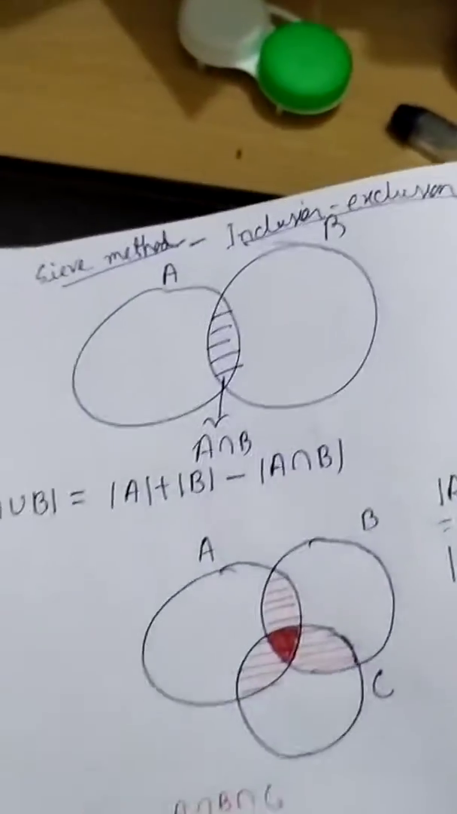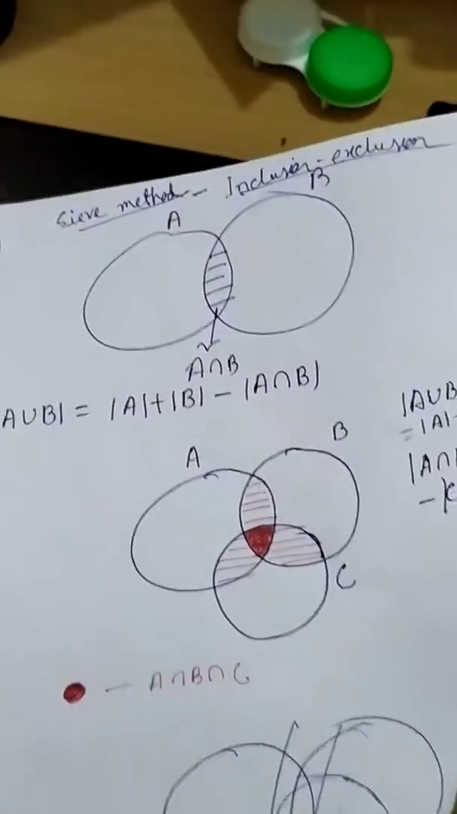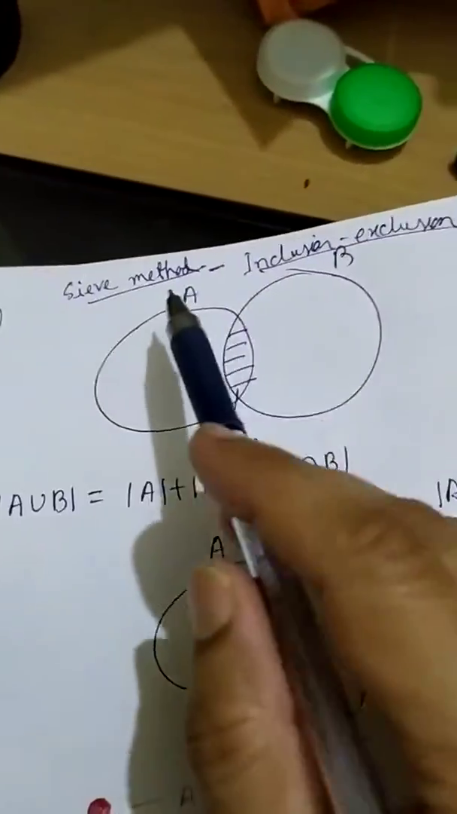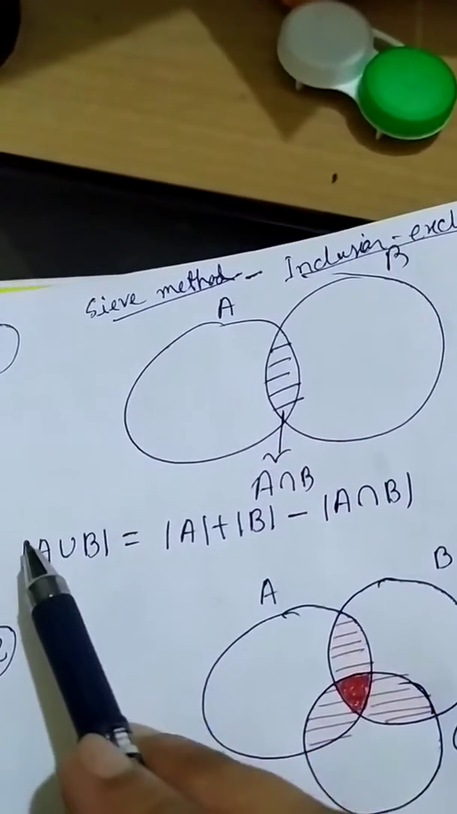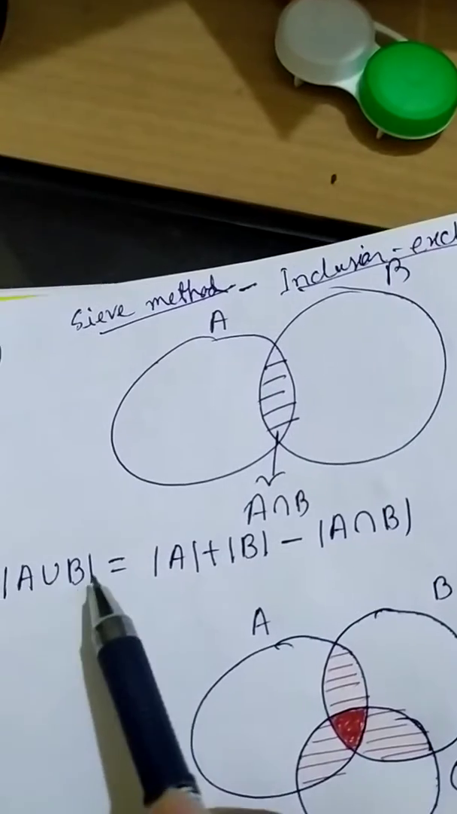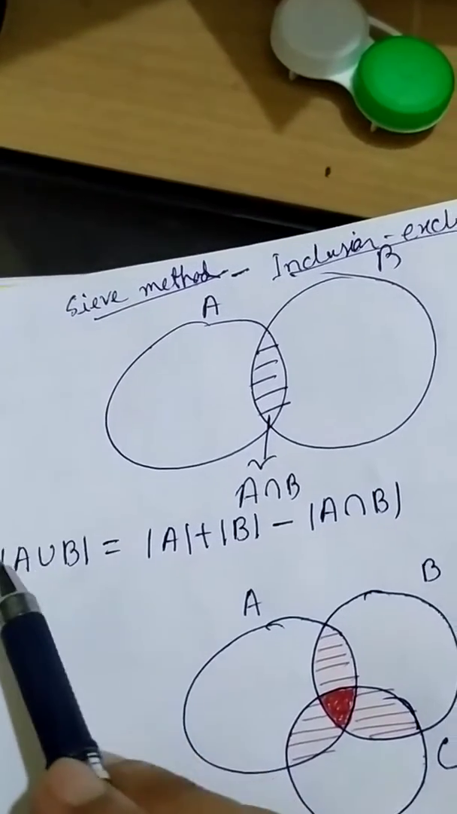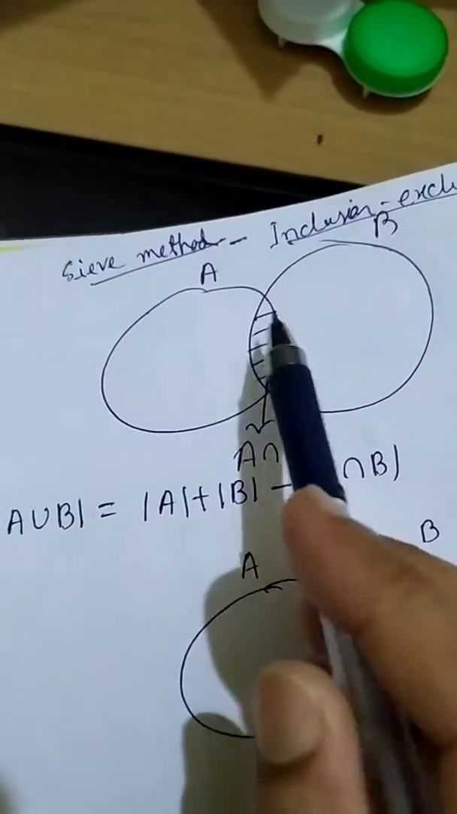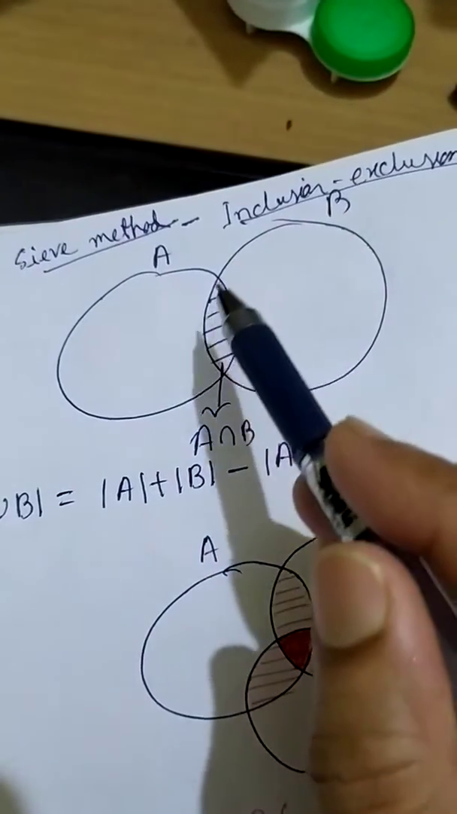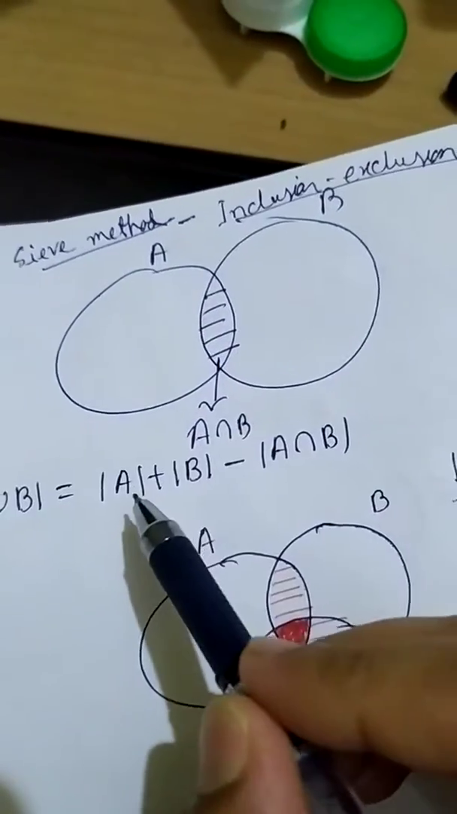So this is the principle of inclusion exclusion, the pictorial representation. Just see, if two finite sets are there, and I am going to count the elements of A union B, what are we going to do? First we count the elements of A, and then we count the elements of B. Then we add these.